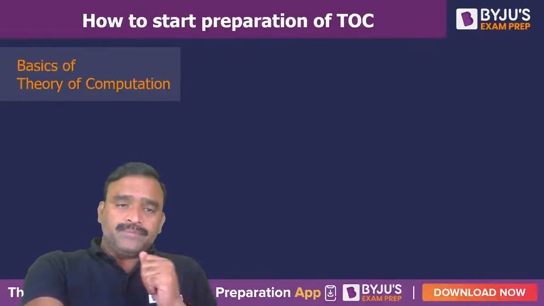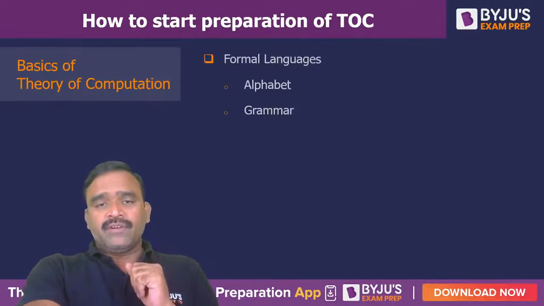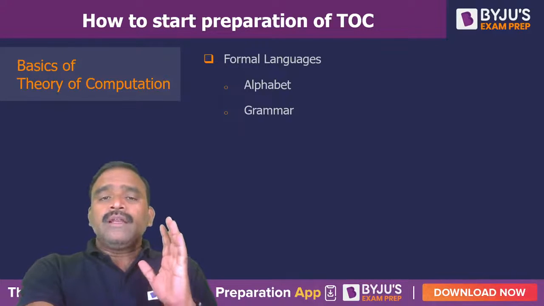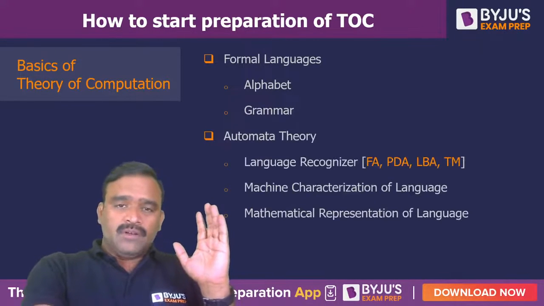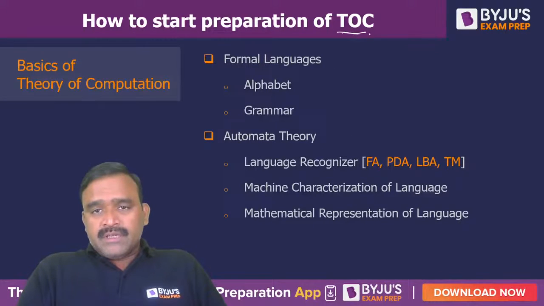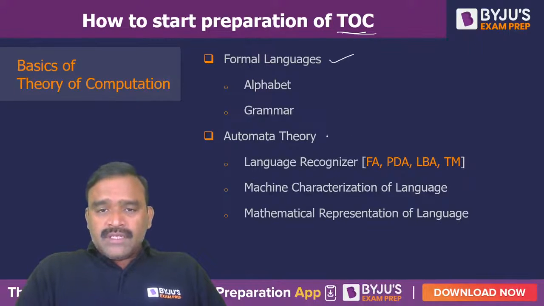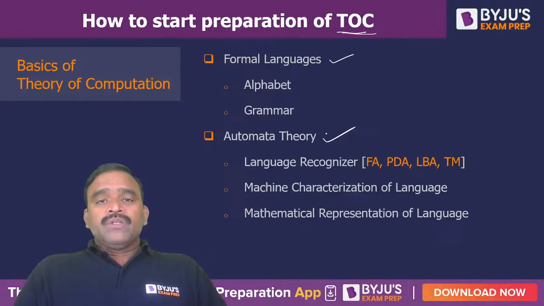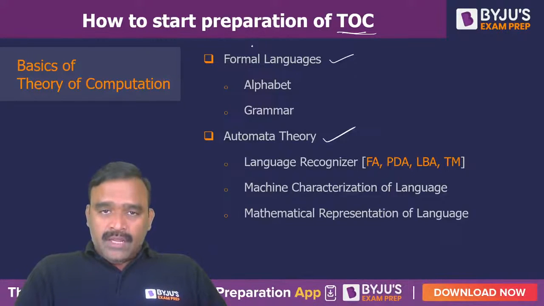Okay. Now let's see the basics of theory of computation. First, you have to learn what is alphabet and what is a grammar. So basically, the subject is about theory of computation. Subject is about formal languages and automata theory. So you have to learn about what is a formal language.